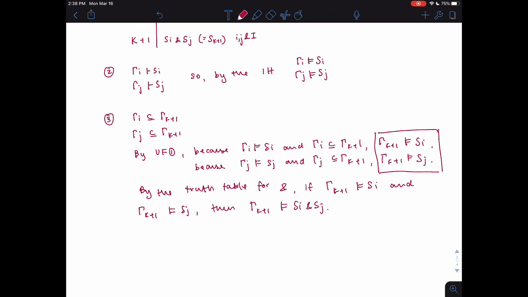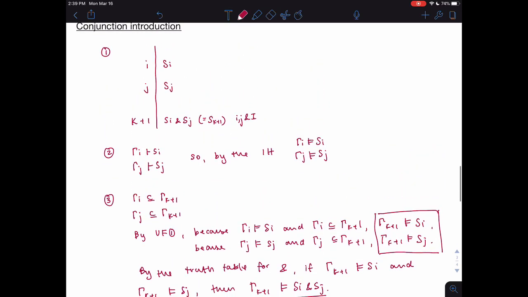Okay, so again, like last time, there's one final step. We want our final line to be that gamma k plus 1 truth functionally entails Sk plus 1. And we have here that gamma k plus 1 truth functionally entails Si and Sj. And we know from our derivation schema from earlier that Si and Sj just is Sk plus 1. So now we can conclude that gamma k plus 1 truth functionally entails Sk plus 1. And that was the whole proof.